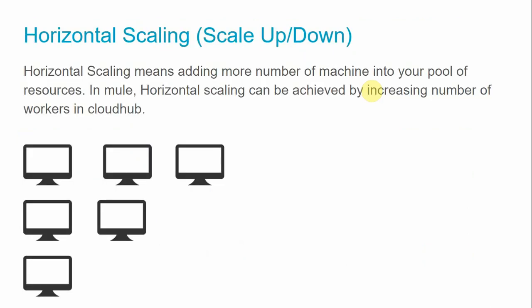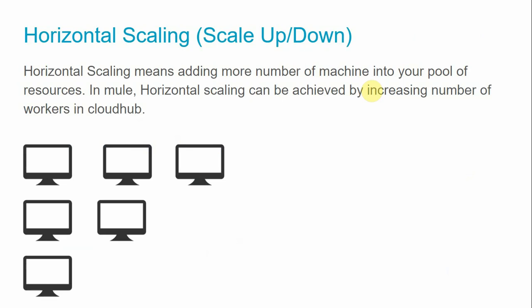Horizontal scaling means you are adding or increasing the number of machines in your pool of resources. So basically, you have one machine, and to enhance the performance, you increase the machines from 1 to 2, from 2 to 3, like that. So that is horizontal scaling.